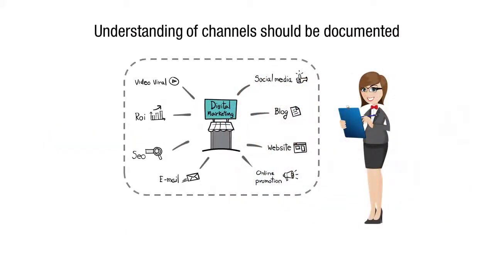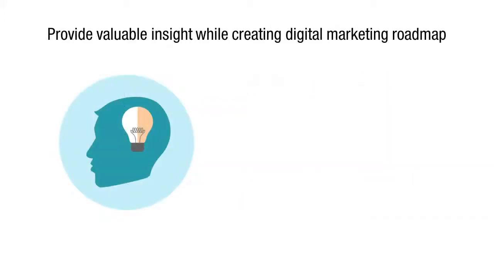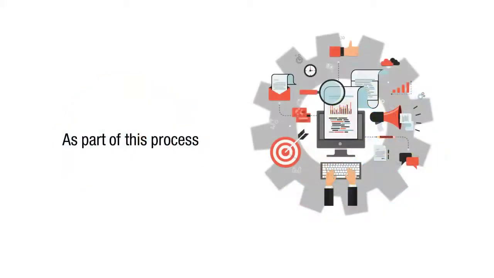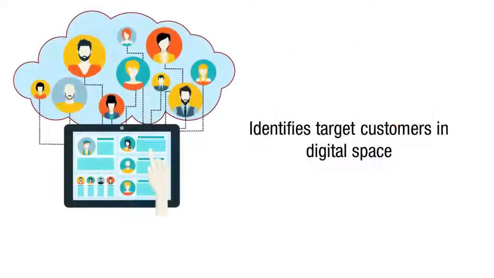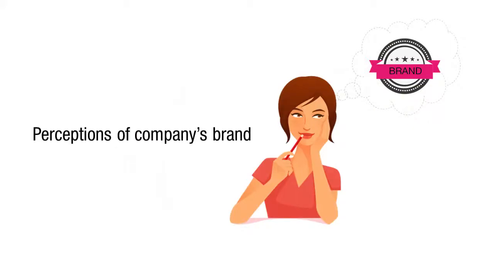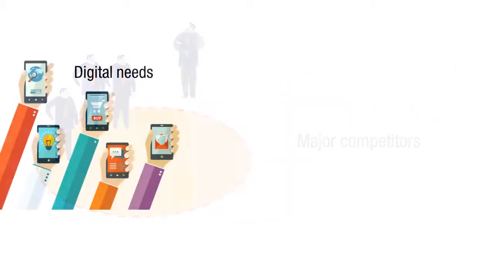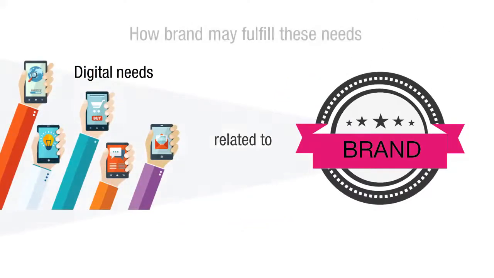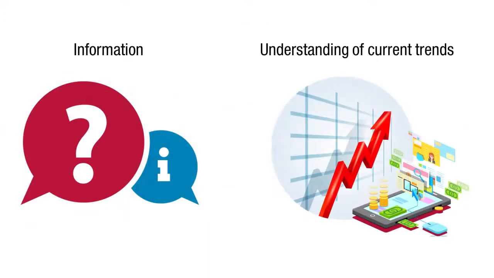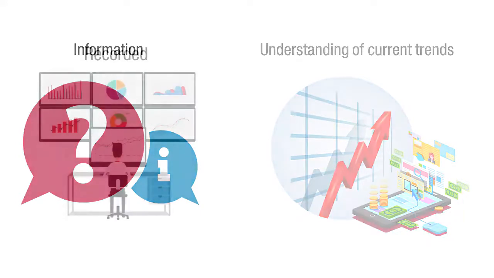The understanding of the channels should be recorded or documented to provide valuable insight while creating the digital marketing roadmap for the company. As part of this process, the team identifies target customers in the digital space, their likes and dislikes, their perceptions of the company's brand and its major competitors, their digital needs related to the brand, and how the brand may fulfill these needs. All of this information, along with an understanding of current trends in the digital marketing space, should be recorded for future reference.